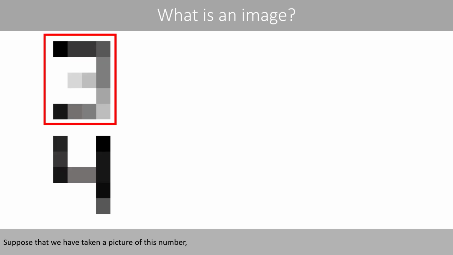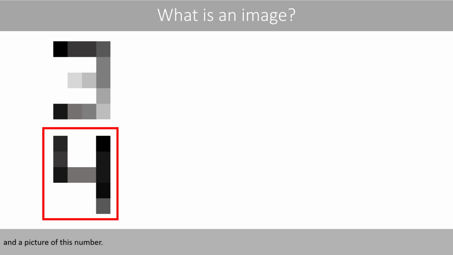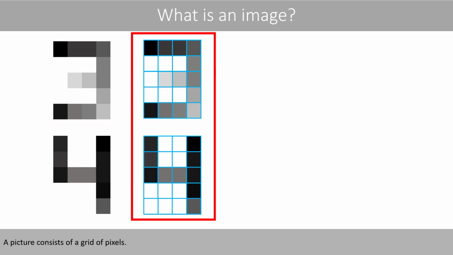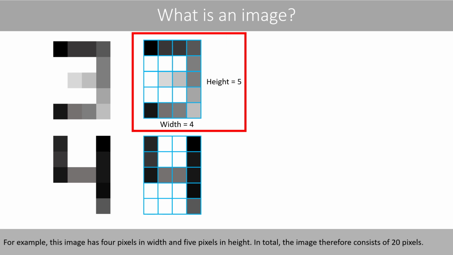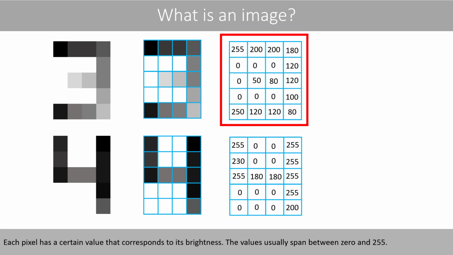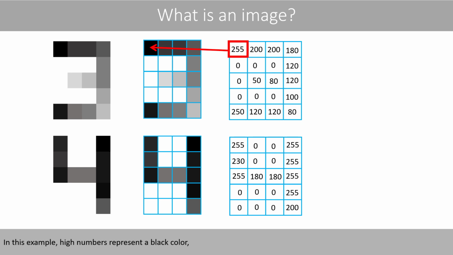Suppose that we have taken a picture of this number and a picture of this number. A picture consists of a grid of pixels. For example, this image has 4 pixels in width and 5 pixels in height. In total, the image therefore consists of 20 pixels. Each pixel has a certain value that corresponds to its brightness. The values usually span between 0 and 255.